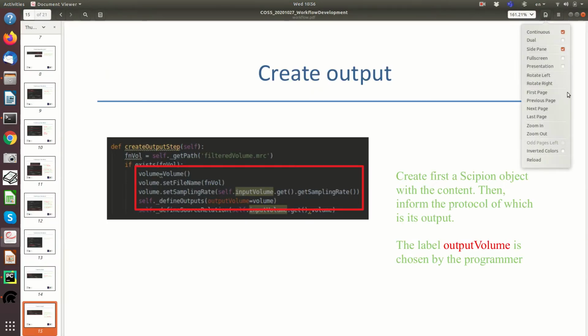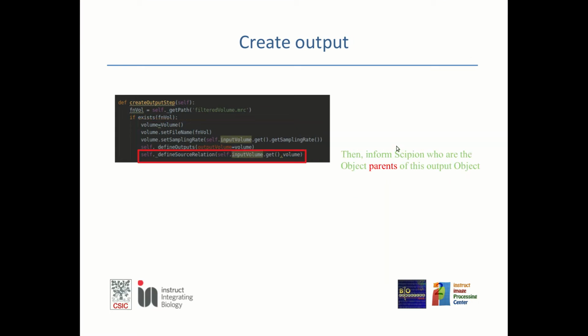And then we have here the defined relationships. So in this protocol, we have taken an input object and we have produced an output object. So we inform Scipion which are the parents of the output objects. So this input volume, and you have to point for this function call to the object, not to the pointer. So this object input volume get is the parent of the volume that I have just constructed.